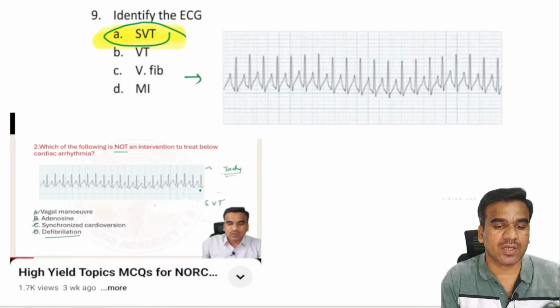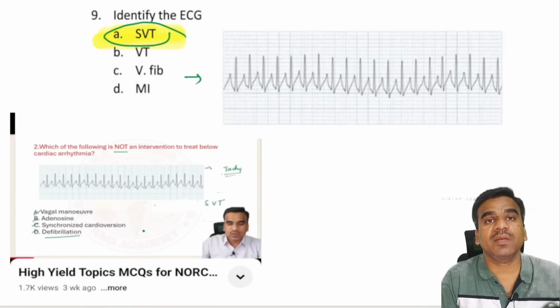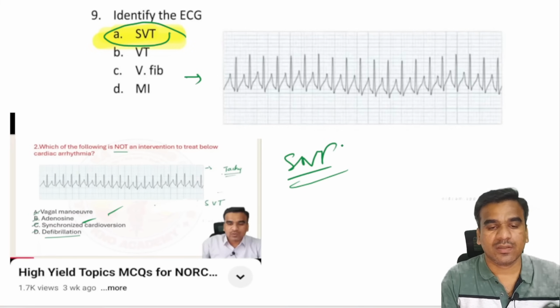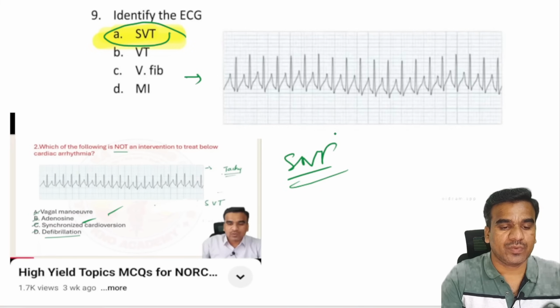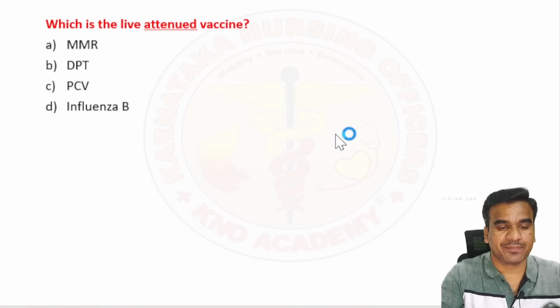Akhil sir also asked the same image, so that is the SVT he asked. And I have also taken what is the treatment for this arrhythmia. That is vagal stimulation and also adenosine. So we can do vagal stimulation for this SVT. This we have done on YouTube, you can see it on the YouTube channel.